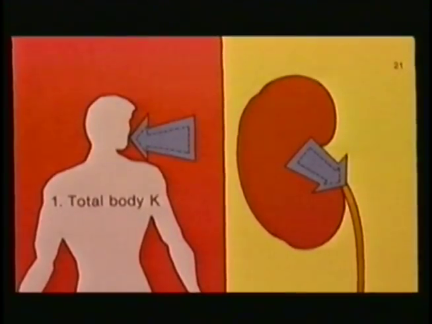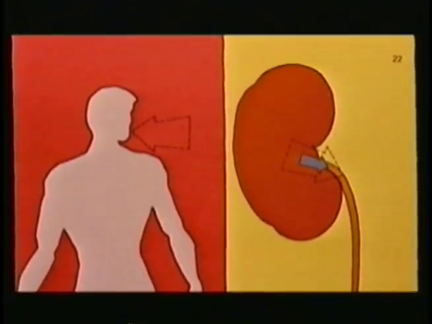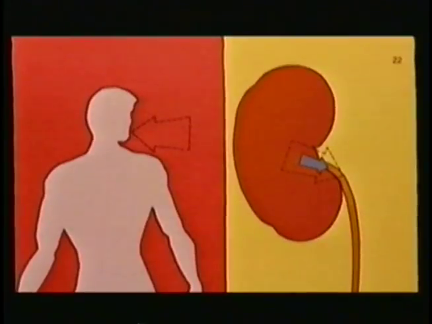The first factor influencing potassium excretion is total body potassium. For example, when potassium is added to the body by increased intake, the kidney increases its rate of potassium excretion so rapidly that very little increase in total body potassium occurs. When potassium intake is stopped, renal potassium excretion decreases to very low rates.